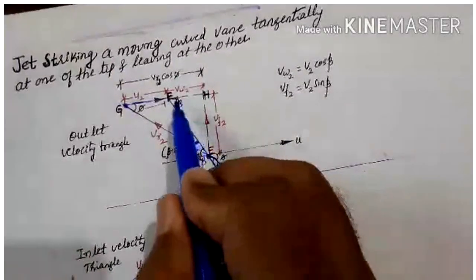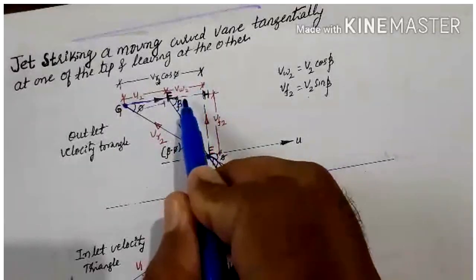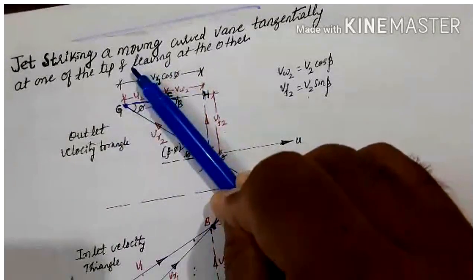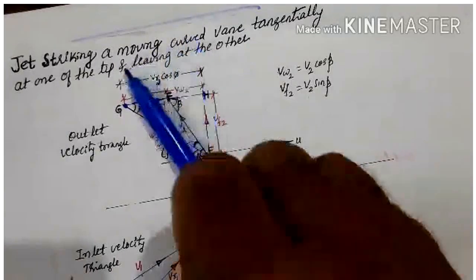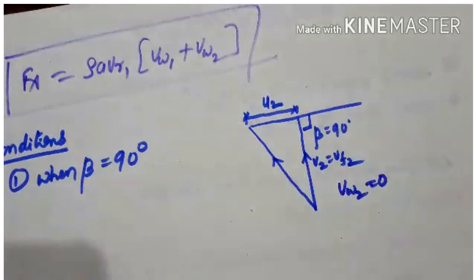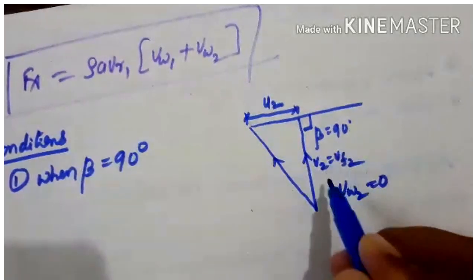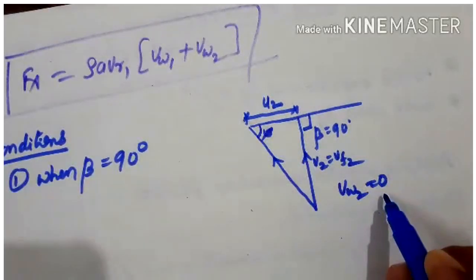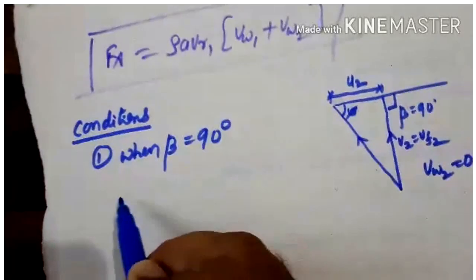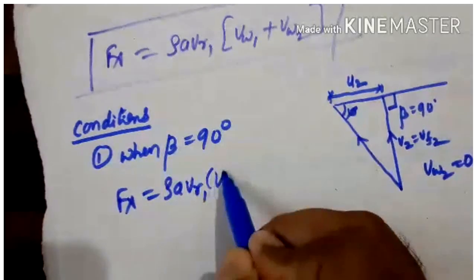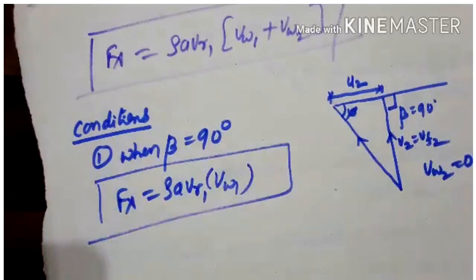And when beta becomes 90 degree, what about the whirl velocity? The whirl velocity vanishes here, it merges. Earlier it was like this, now when it becomes 90 degree, the whirl velocity is 0, so VW2 will be 0. When beta is 90 degree, V2 becomes VF2 and VW2 is 0. Then the above equation becomes Fx equal to rho A VR1 VW1 only, when beta is 90 degree.